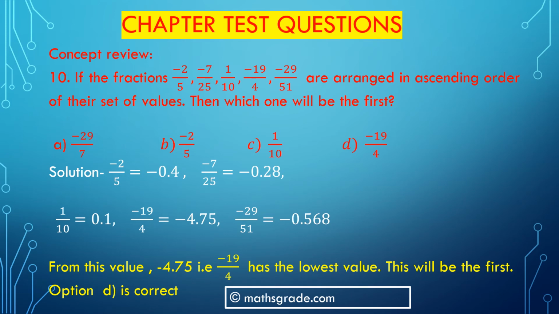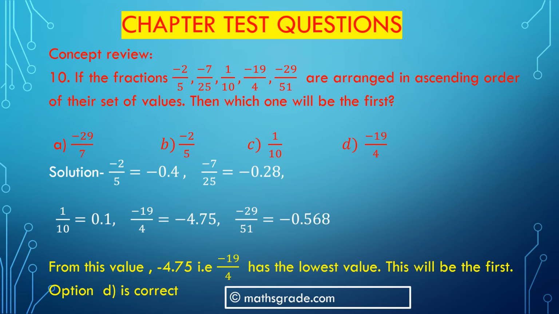Now we solve question number 10. Question number 10 is: if the fractions -2/5, -7/25, 1/10, -19/4, -29/51 are arranged in ascending order of their values, then which one will be first? Options are -29/51, -2/5, 1/10, and -19/4. These are the options given.